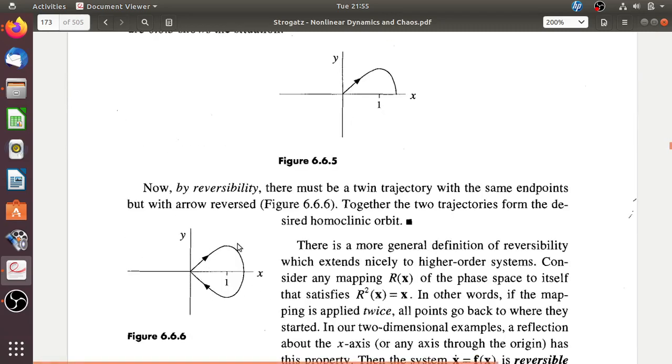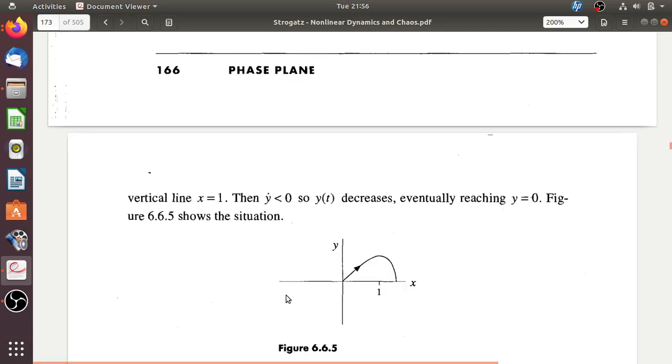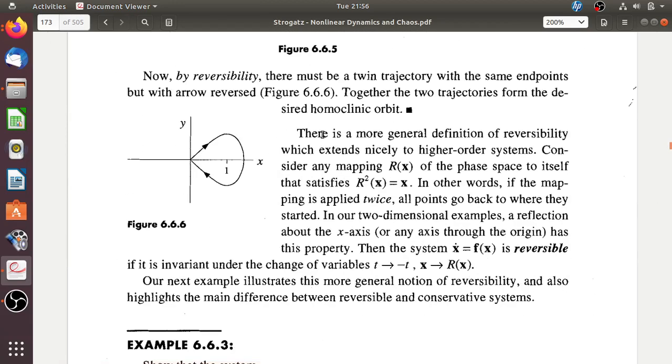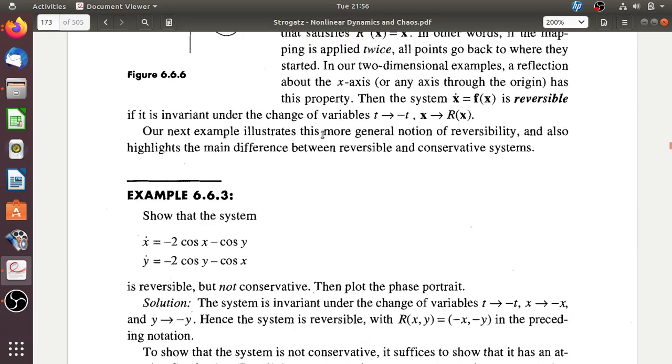And therefore we will get a trajectory which is this one, and that is a homoclinic orbit, because it starts at this point and ends at the same point. We can't say that this is a closed orbit because it's a saddle point, right? So it starts at this point and ends at the same point, okay. So yes, we have shown, using the reversibility argument, that it has a homoclinic orbit, okay.